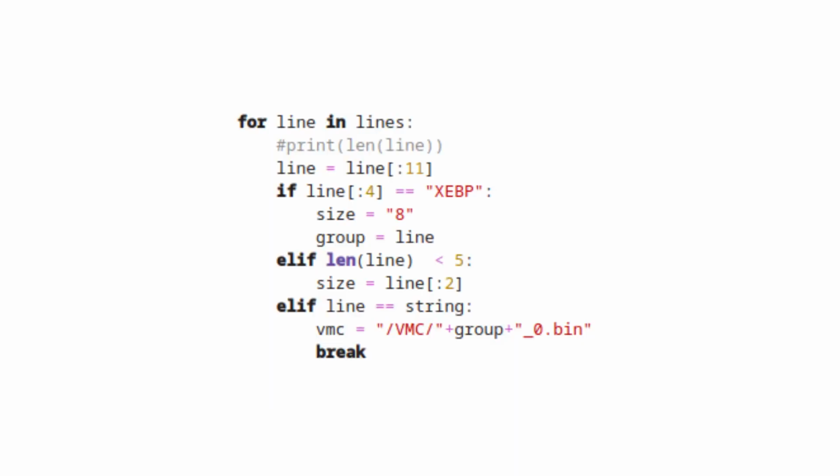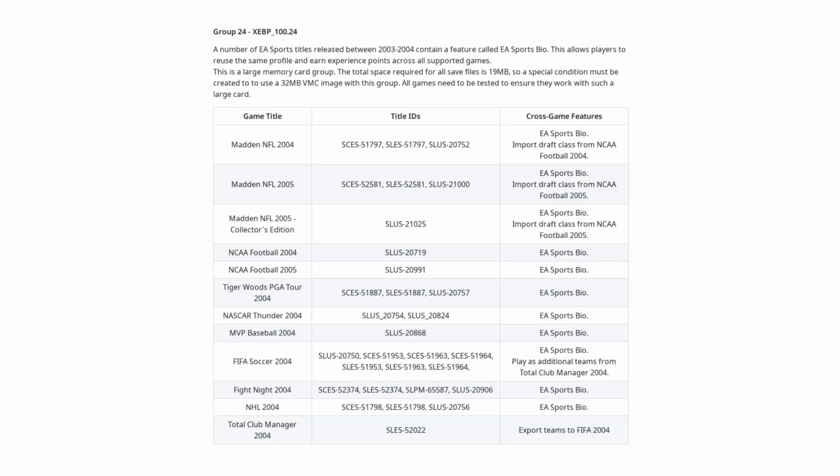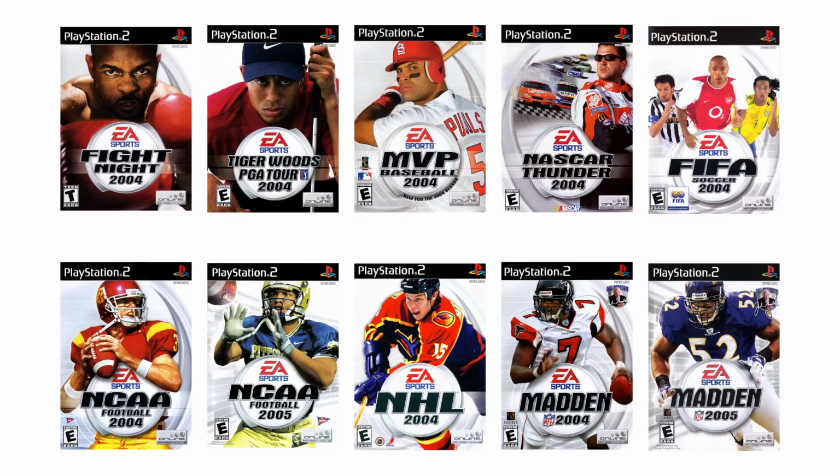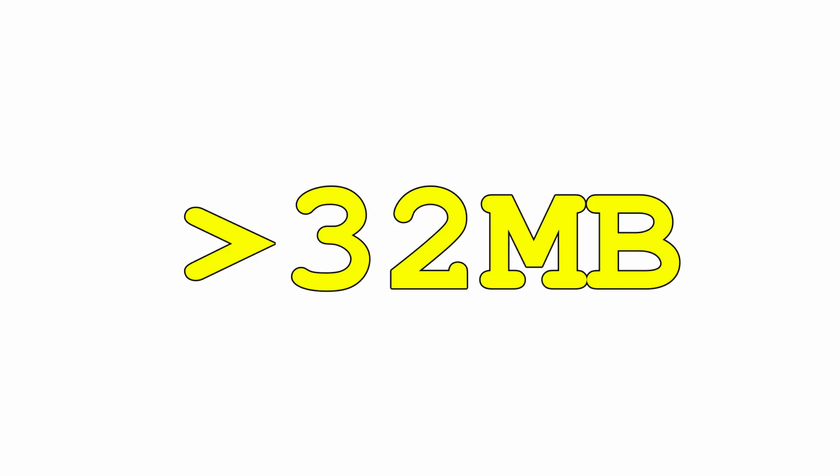I've had to add a special condition in the list builder so that it uses a 32MB VMC image for this and one other group that I'll talk about later. Luckily, almost all PS2 games are compatible with 32MB memory cards, including the handful from this group that I've tested. If we ever come across a group of games that needs more than that, it could be a problem, because beyond 32MB is where compatibility really starts to drop off.